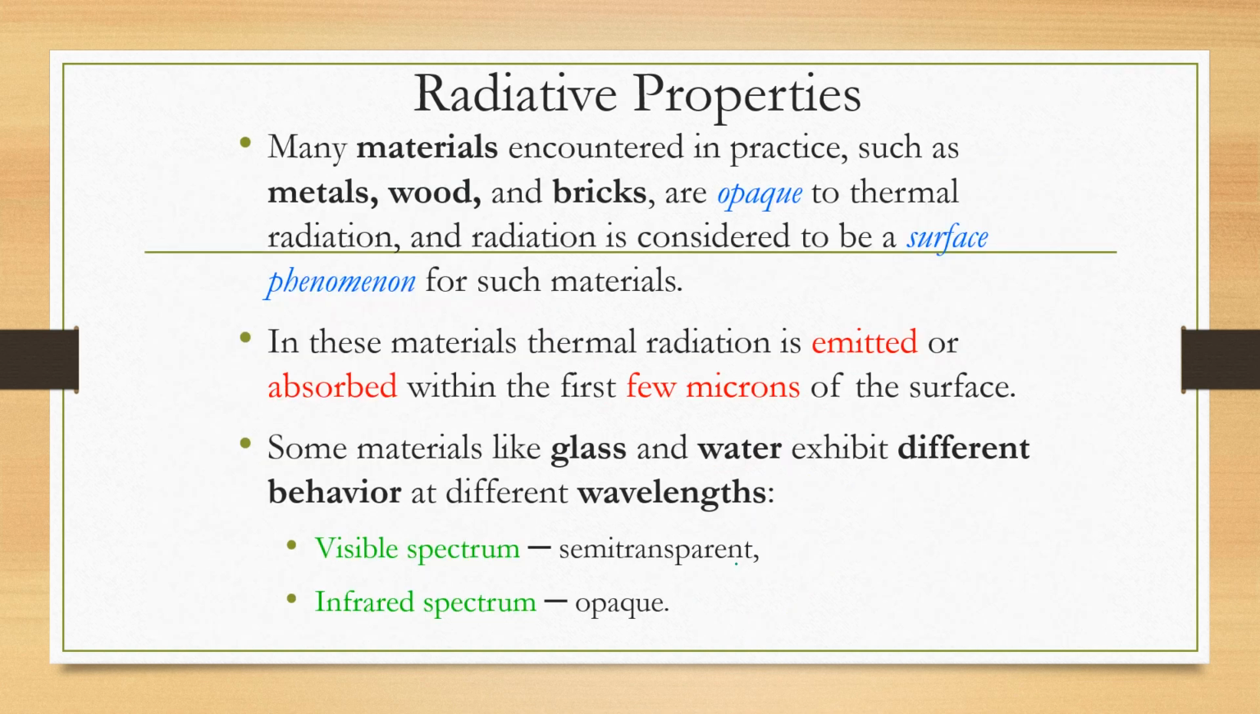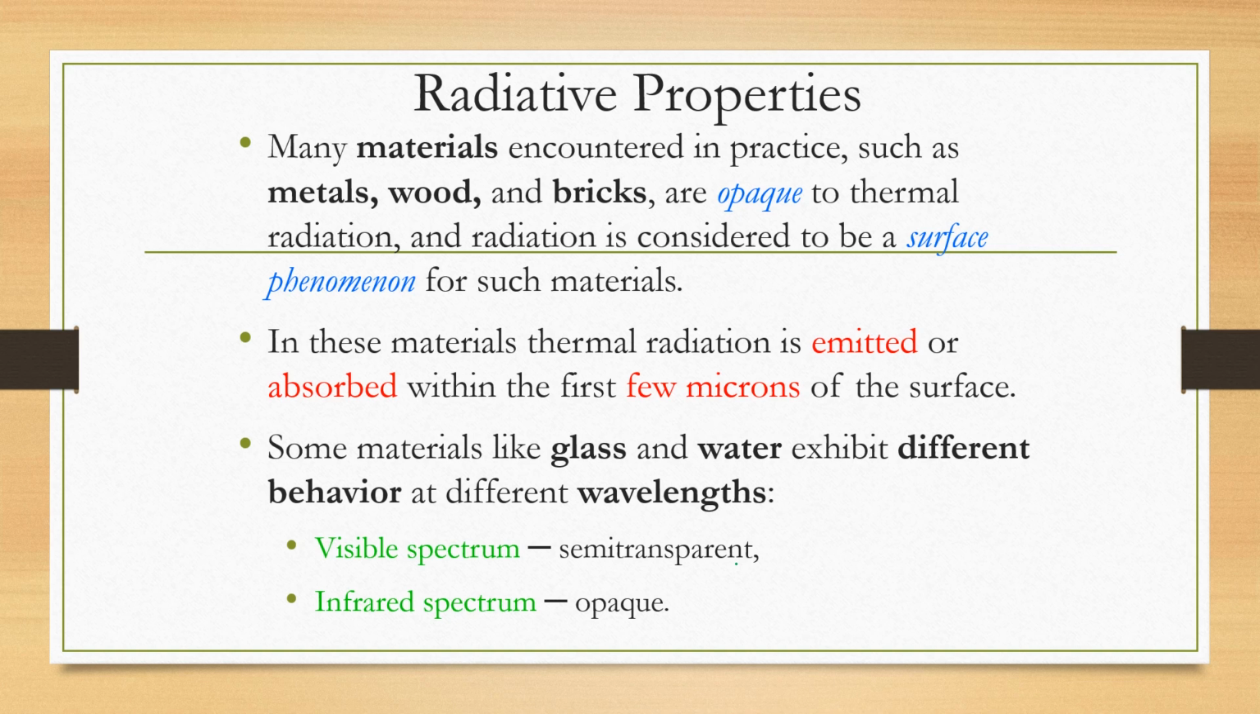So, radiative properties. Many materials encountered in practice, such as metals, wood, and bricks, are opaque to thermal radiation, and radiation is considered to be a surface phenomenon for such materials. Actually we have surface phenomenon and volumetric phenomenon. To make it easier for you to understand radiation, we will use the surface phenomenon for the materials. If we are considering the volumetric phenomenon, we have to take into consideration the volume of that material itself. For example, if that material is in cubic form, then you have to find the volume of that cubic form, and then calculate the emissive power.